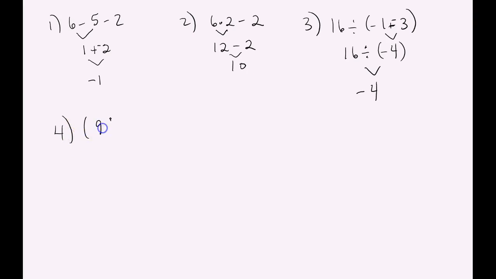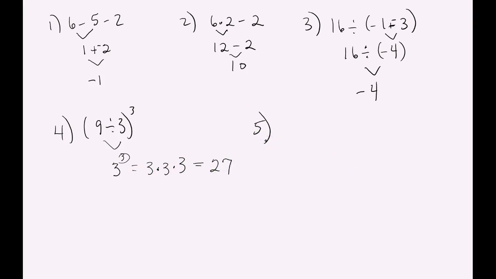9 divided by 3 to the third power. Okay, we do the parentheses first, so inside the parentheses is 9 divided by 3, which is 3, and then that has a 3 on it. So what does that mean? Well, it means to do 3 times itself 3 times. So 3 times 3 times 3, and that would be 3 times 3 is 9, 9 times 3, 27.